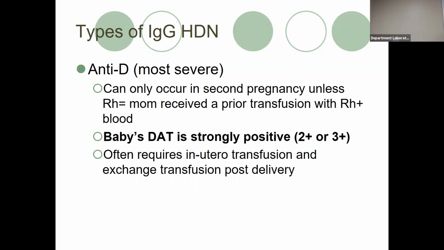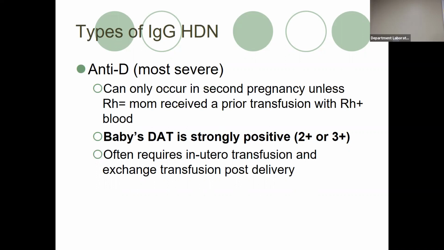However, with these IgG antibodies, usually there's more of the antibody being produced. So there's more capability for binding of these antibodies. Therefore, our DAT is stronger, and the symptoms of respiratory distress and increased bilirubin are worse than those caused by ABO. Does that make sense? It has to do with the amount of antibody that is present in mom.